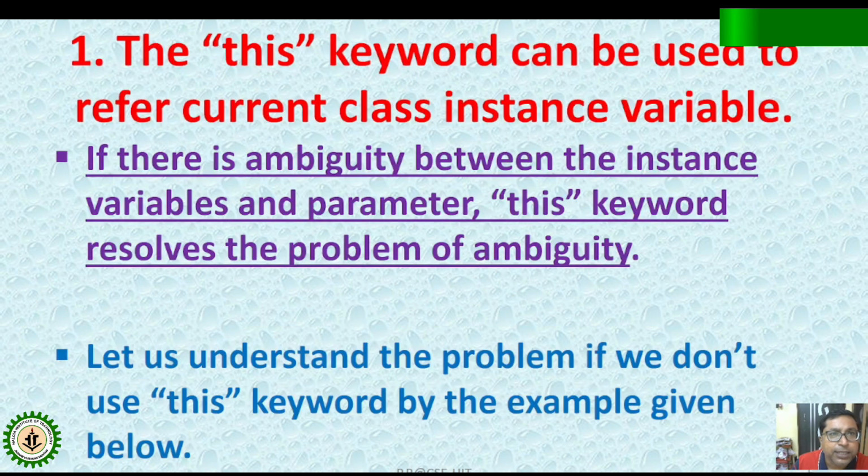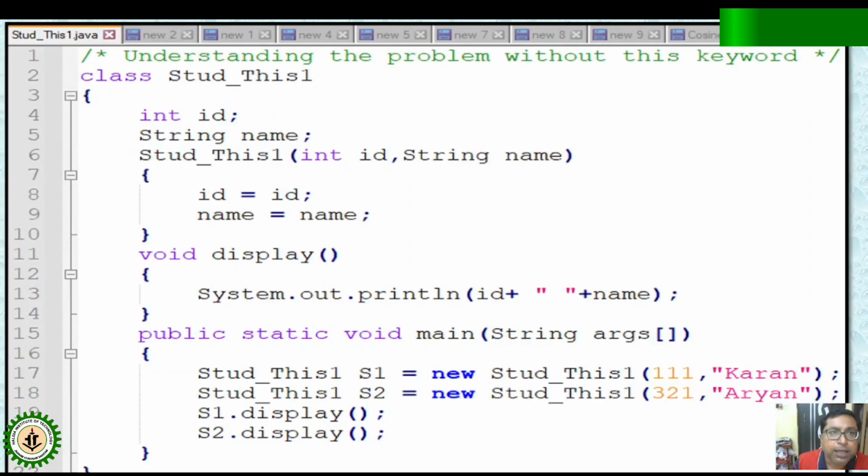So the first point: this keyword can be used to refer to the current class instance variable. If there is an ambiguity between the instance variables and the parameters, this keyword resolves the problem of ambiguity. What does that mean? Suppose I am taking an example. Look here. This is the example for understanding the problem without this keyword. That means I am not using this keyword here.